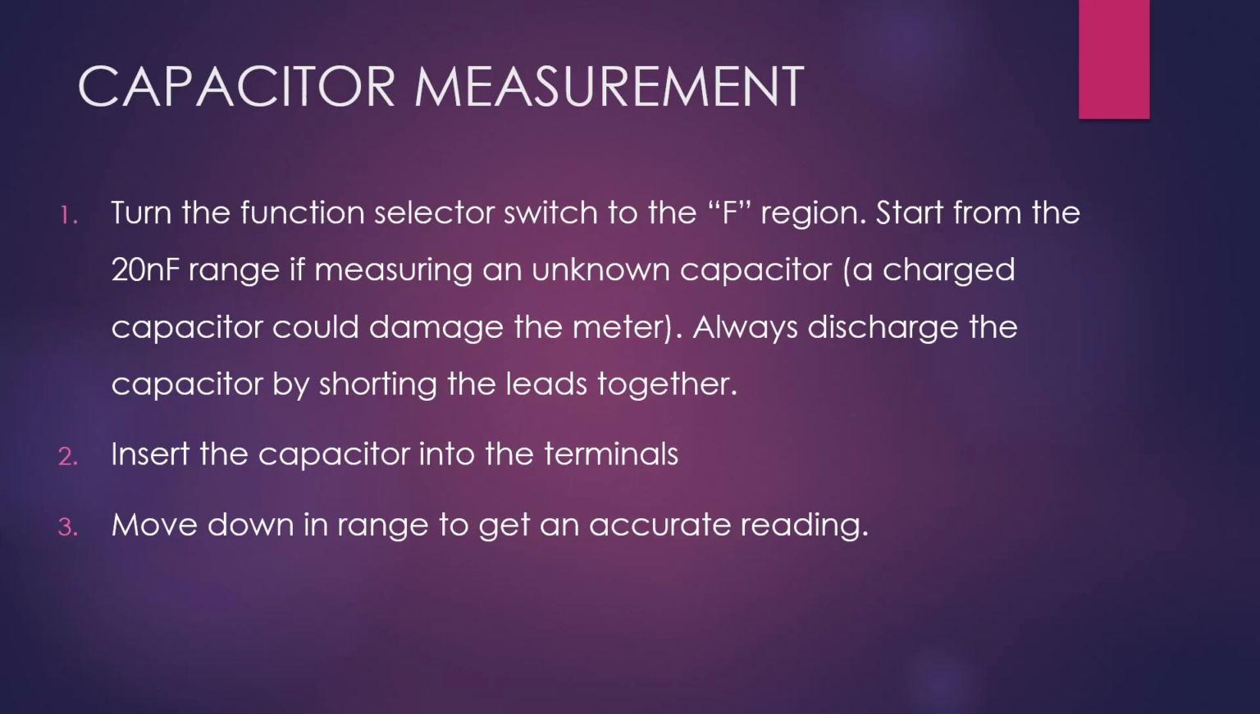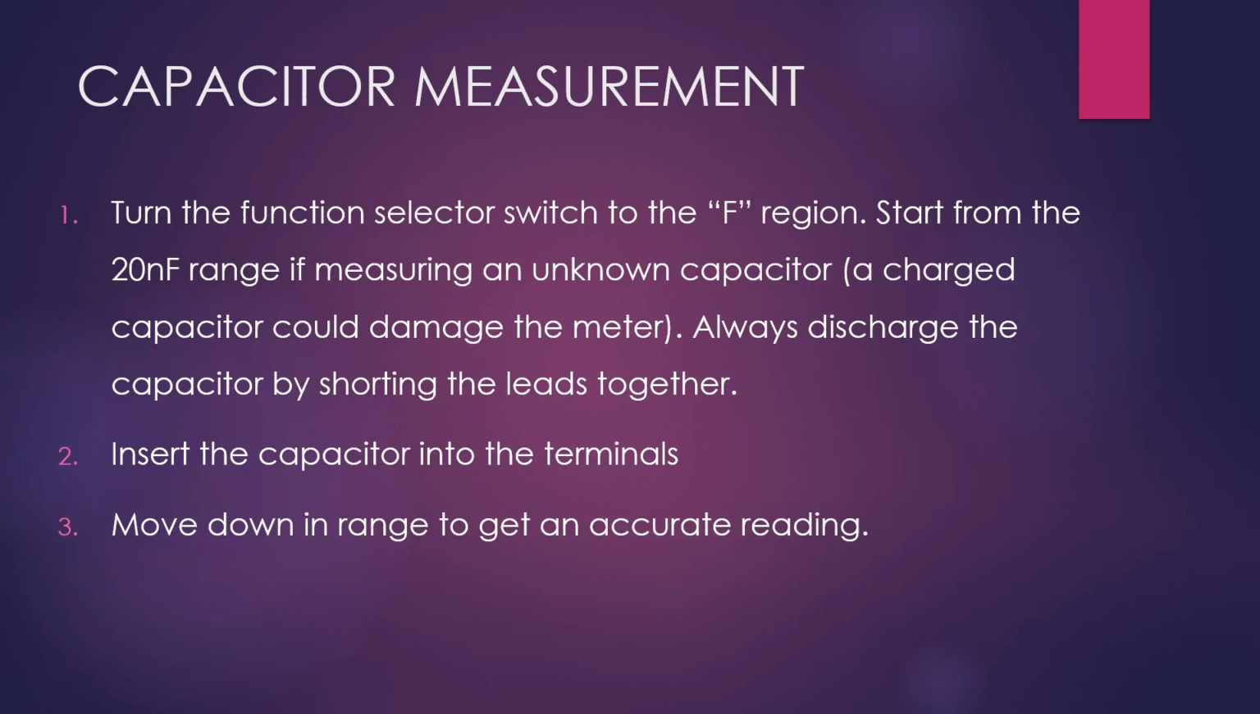So you select the higher scale, and then you insert your capacitor into the terminals. There are also terminals available on the gray multimeter, and then you move down the range to get the accurate reading of the capacitor that you're measuring. And remember, always put your values in engineering notation.